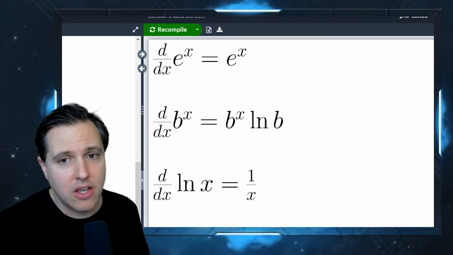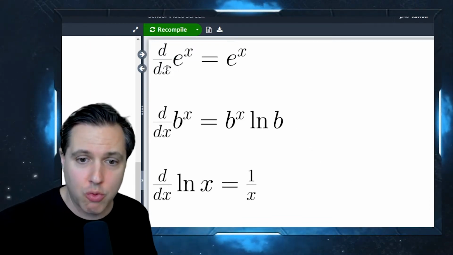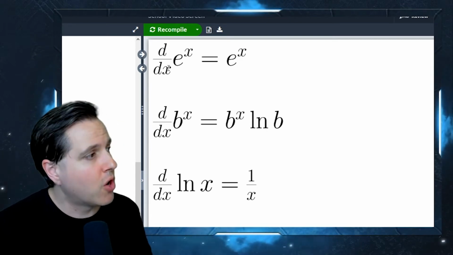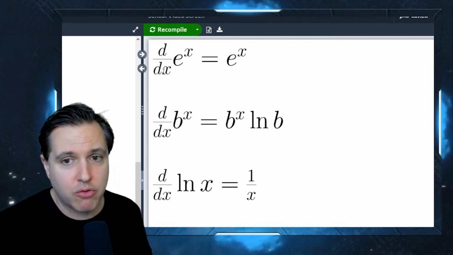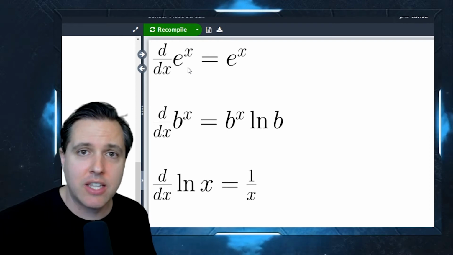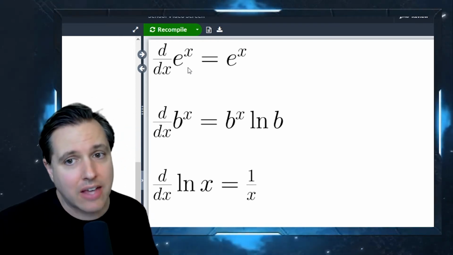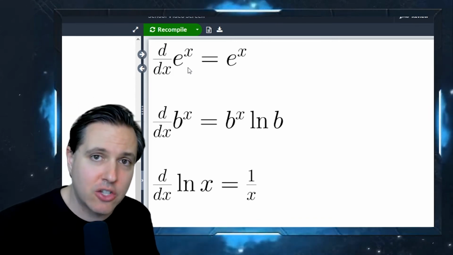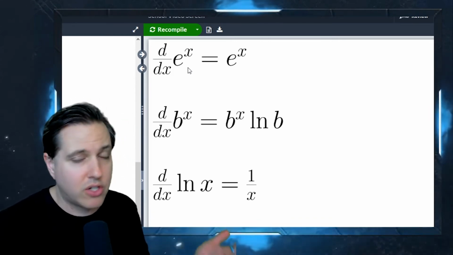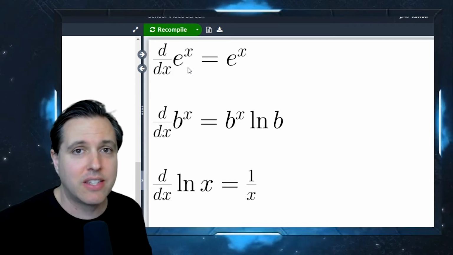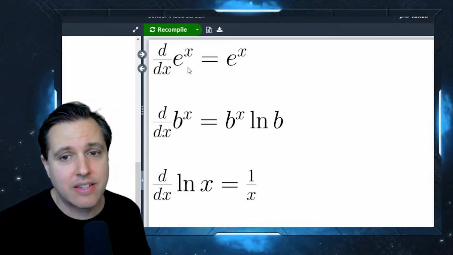So remember this d over dx, that means you're taking the derivative with respect to x. So what we're doing is we're taking the derivative with respect to x of the function e to the x, and as you can see, what you get back is e to the x. So e to the x is its own derivative, right? Which is, again, about as easy as it gets. The derivative of e to the x is e to the x.